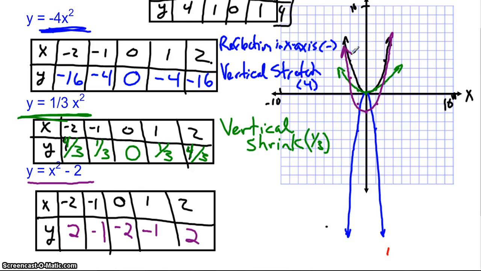Okay, so how is this different than the parent? Well, the vertex has slid down. See that? Sliding. We call that a vertical translation. And it's gone down 2, hasn't it? Down 2. And so that's what we see here, right? And otherwise, it's pretty much the same as the parent equation.